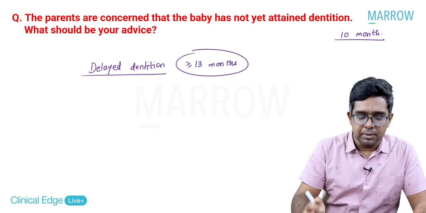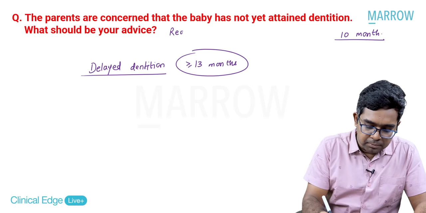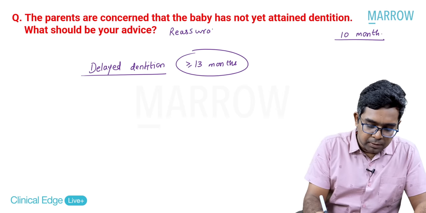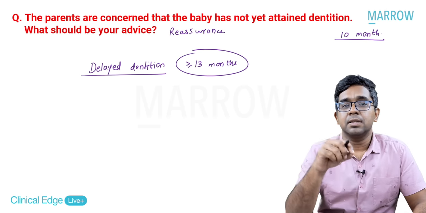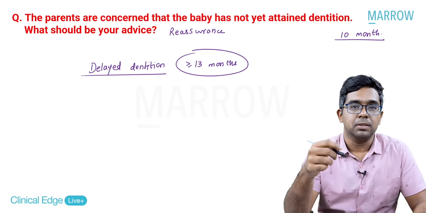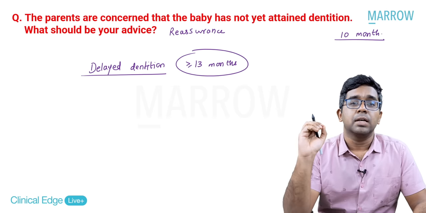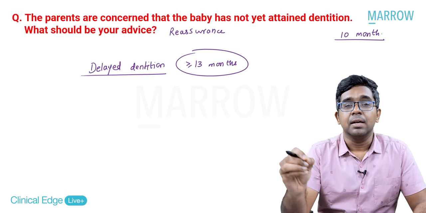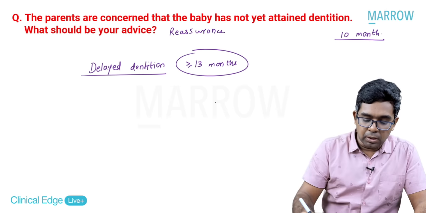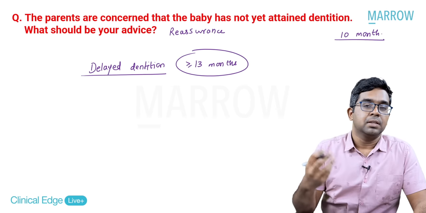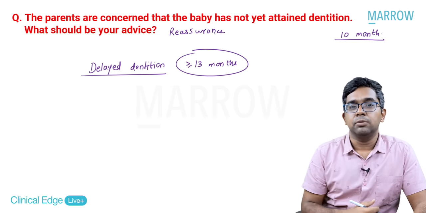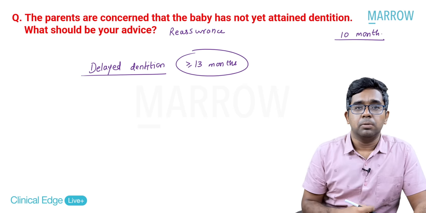So what I will do, I will simply reassure the parents, reassurance, and ask this child to come for follow-up after a few months. And probably by the time the child is around 1 year or so, child would have definitely attained the teeth. And I would start evaluating only if even after 13 months the child has not attained the teeth, then I would start evaluating for a probable cause.